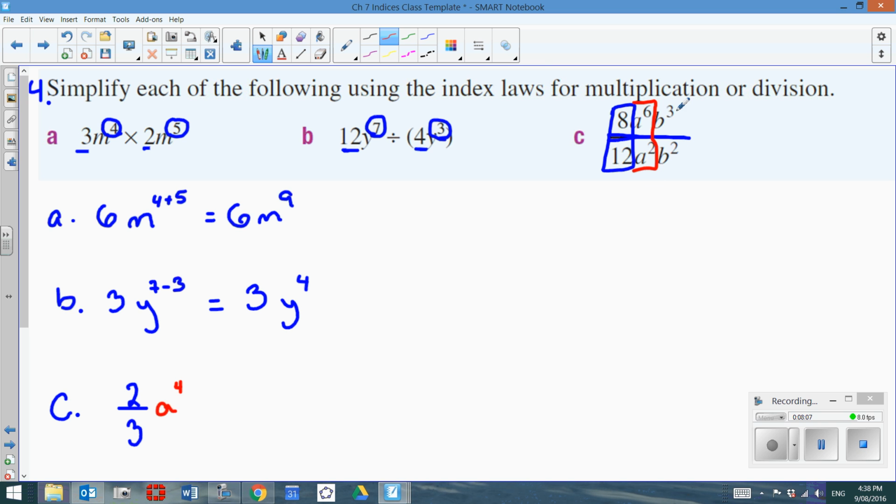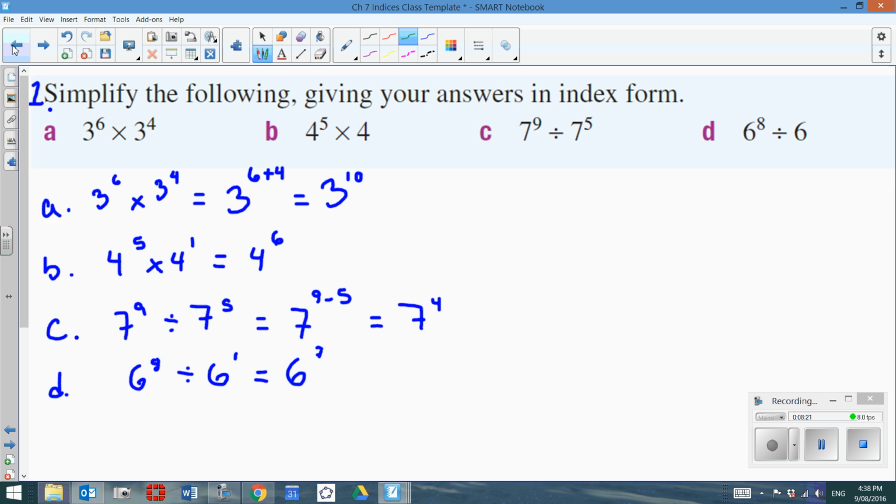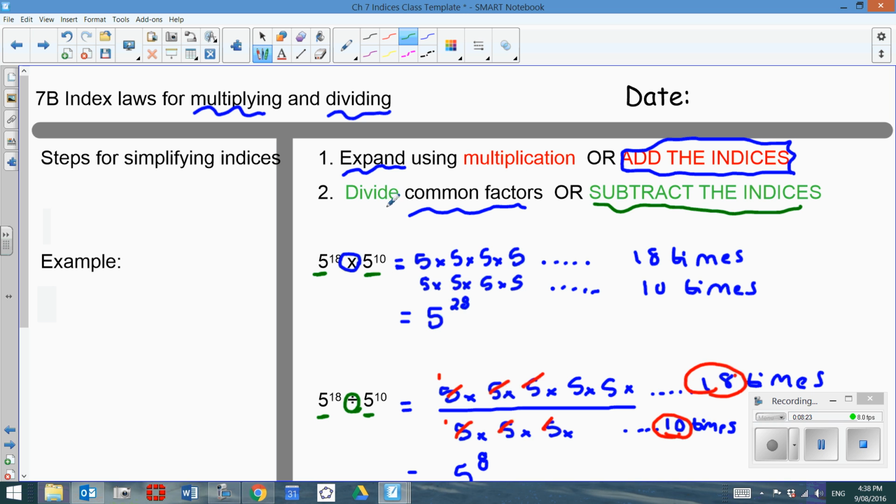And then last but not least, I have my b's. We'll do those in green. And the b's, again, are dividing. So 3 minus 2 gives me 1. When I divide the base, I subtract my indices. And that takes me back to the first two rules I looked at today. When we divide, we subtract indices. When we multiply, we add indices.